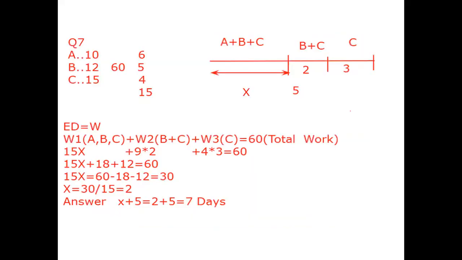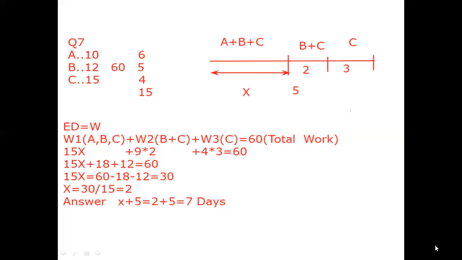You can understand it with the help of this diagram. Initially A, B, C are working for X days. Then A left 5 days before the completion of the work, so on the last 5 days only B and C are working. And then B also left 2 days after A has left, so for the last 3 days only C alone is left. Are you able to understand this diagram?